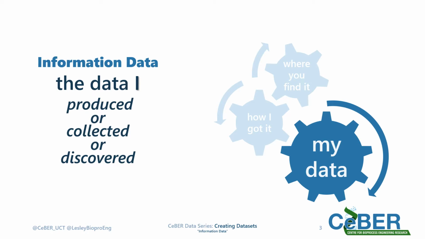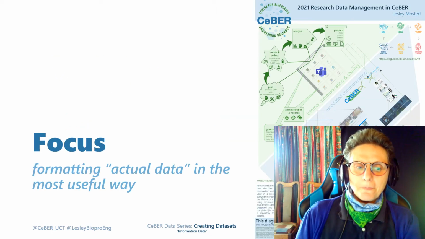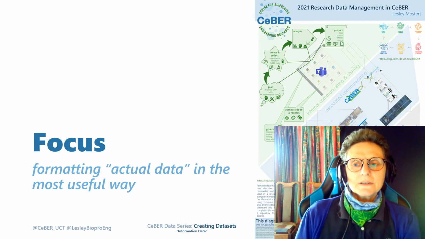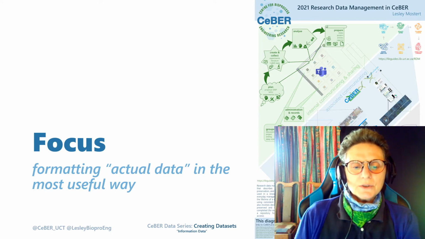So we start with information data. This is the data that I produced, that I collected, that I discovered, what we might think of as my data, the stuff on which your publications and your understanding are based. So we need to focus here. We need to get our actual data looking like somebody could come and read it and find it useful. How do we go about that?